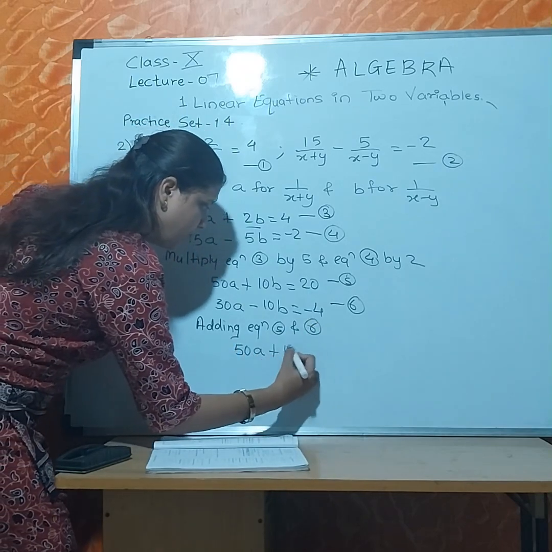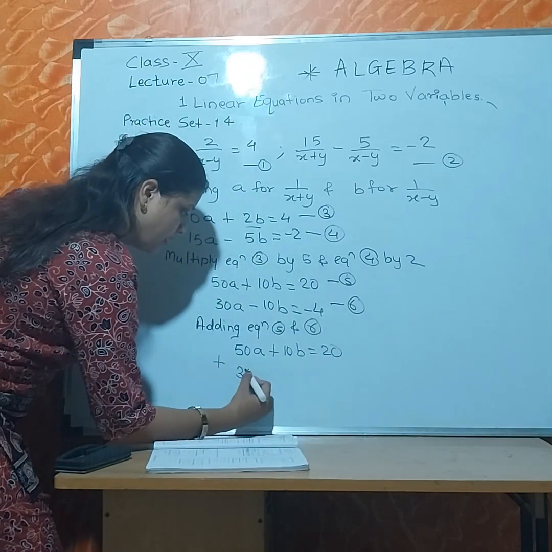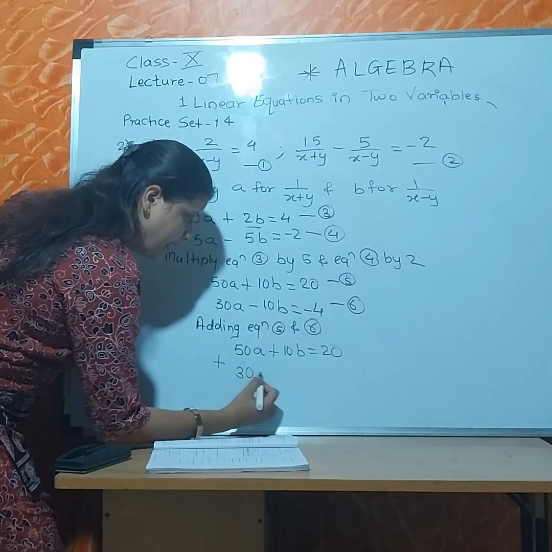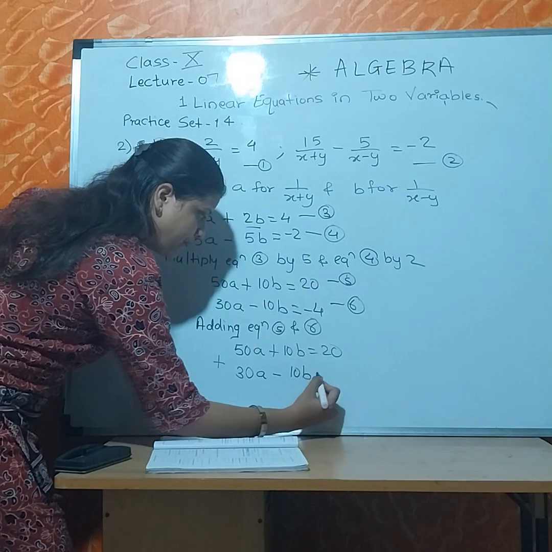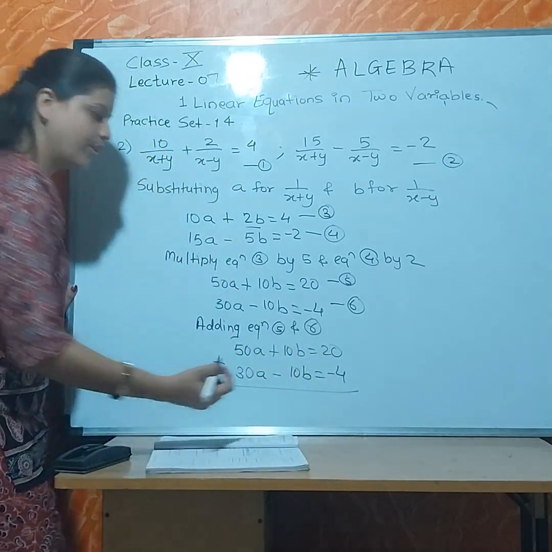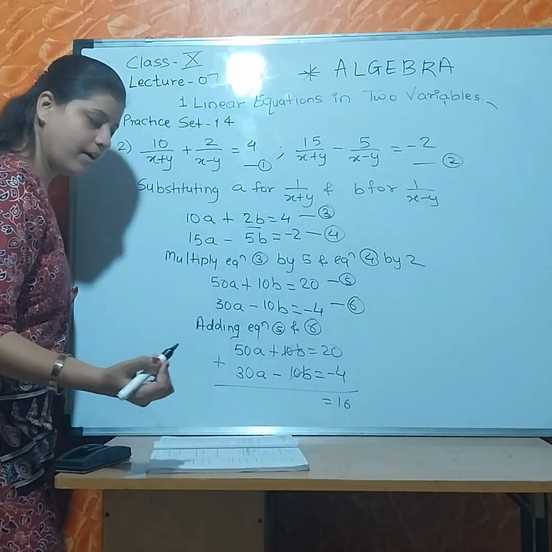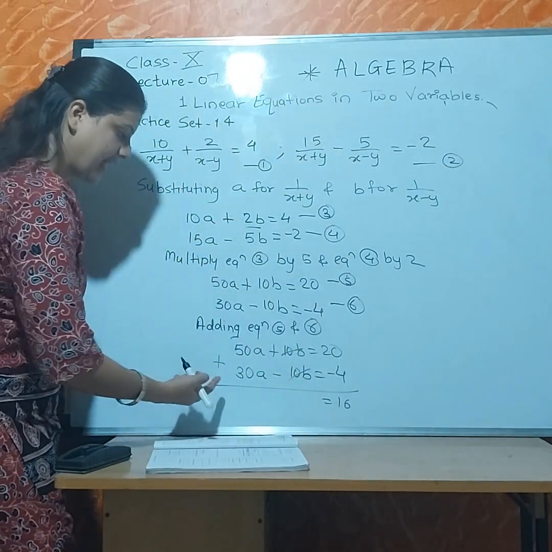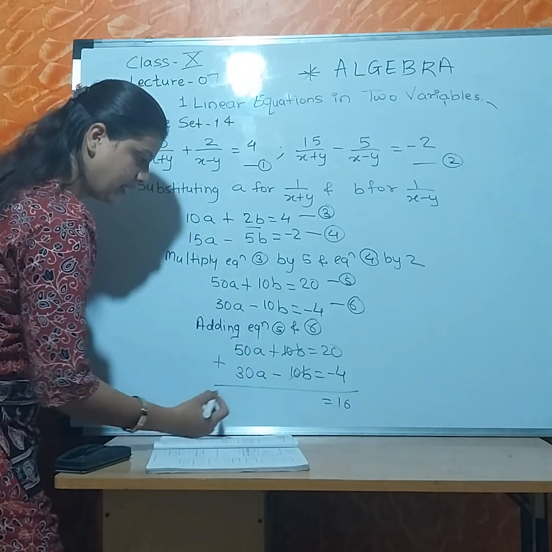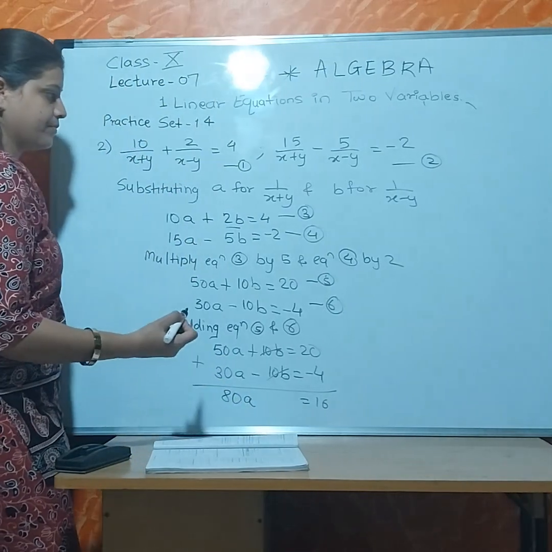50a plus 10b is equal to 20. And next equation is 30a minus 10b is equal to minus 4. So we will get 20 minus 4, what is the answer? 16. Plus 10b minus 10b directly gets cancelled. So 50a plus 30a, what is the answer? 80a.